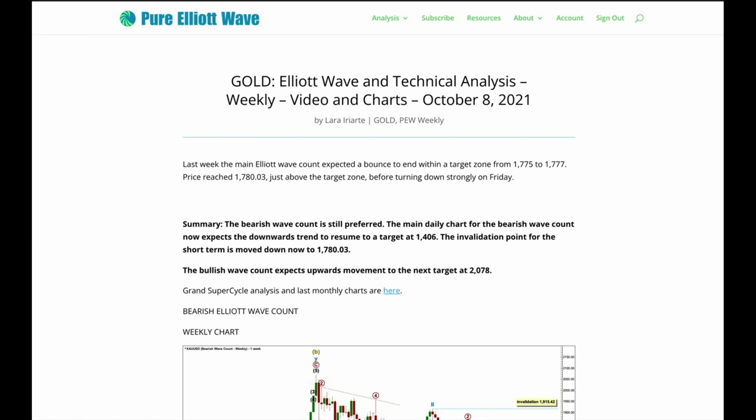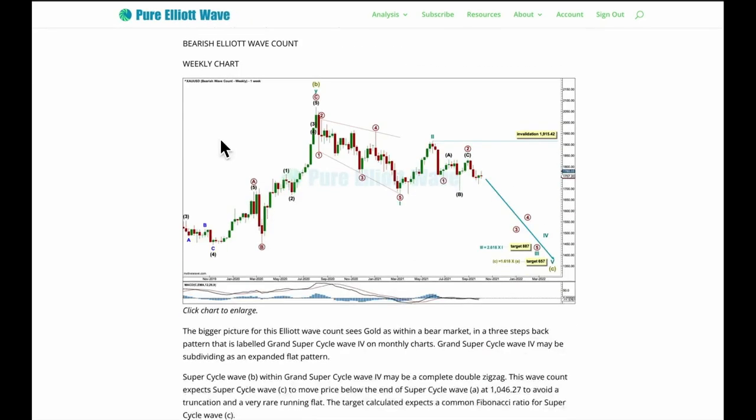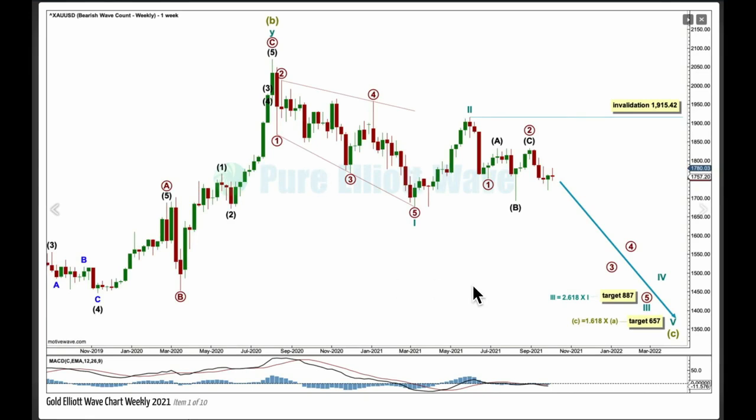The invalidation point for the bearish count can now be moved for the short term down to 1780.03, and the bullish wave count still expects upward movement to 2078. Elliott Wave Analysis first and then Classic Analysis weekly and daily charts last.